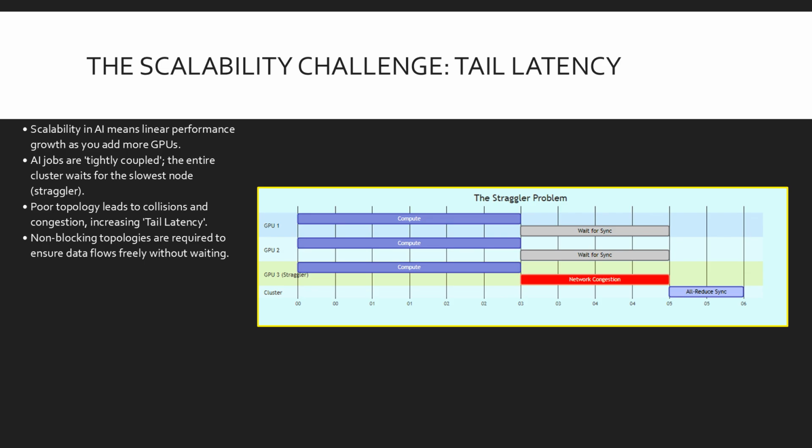Here we visualize the straggler problem caused by poor topology. We have 3 GPUs working in parallel. GPU 1 and 2 finish their tasks and send data quickly, entering a wait state. However, GPU 3 hits network congestion, a bottleneck shown in red. The entire cluster sync step cannot happen until GPU 3 clears that congestion. A scalable topology eliminates that red block, keeping the compute cycles aligned.